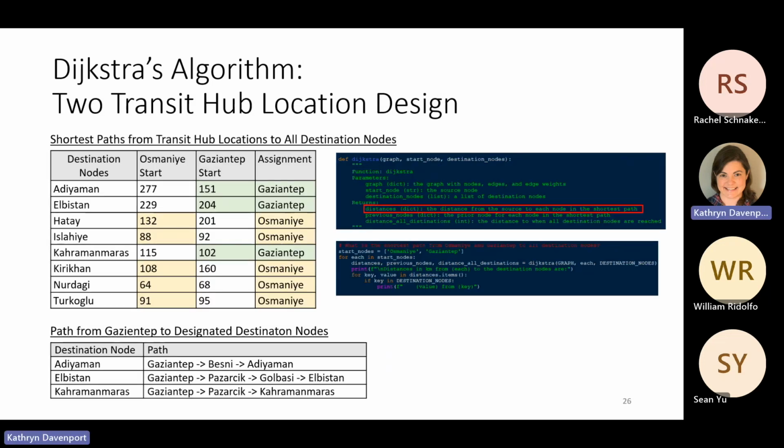I then assigned destination nodes to each of the two smaller networks based on which was closer. The results are shown. Gaziantep had 3 destination locations assigned to it in green, and Osmany had 5 assigned, those are in yellow. The final piece of information I needed was the path from Gaziantep to its designated destination locations, and that is shown below.